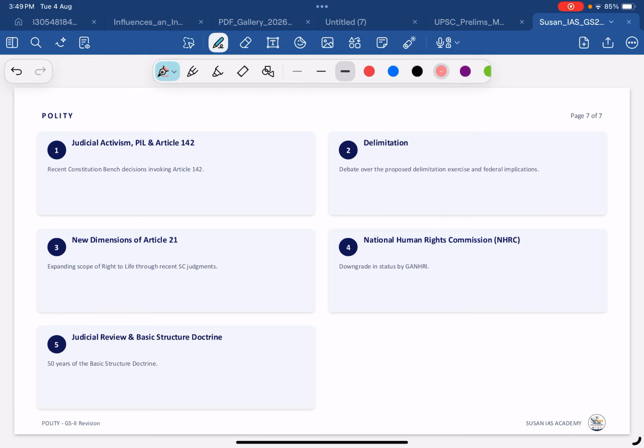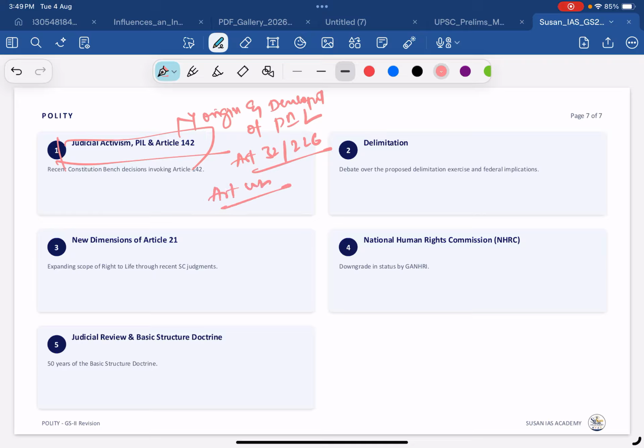Okay, then judicial activism. Judicial activism, PIL and Article 142. It is a broader topic, so one has to cover judicial activism along with judicial overreach in this topic. Another thing is the origin and development of PIL. Article 32 and Article 226, Article 142, and the complete justice doctrine have to be covered, and separation of powers, and what are the benefits and criticisms, and the recent Supreme Court approach regarding judicial activism, right?